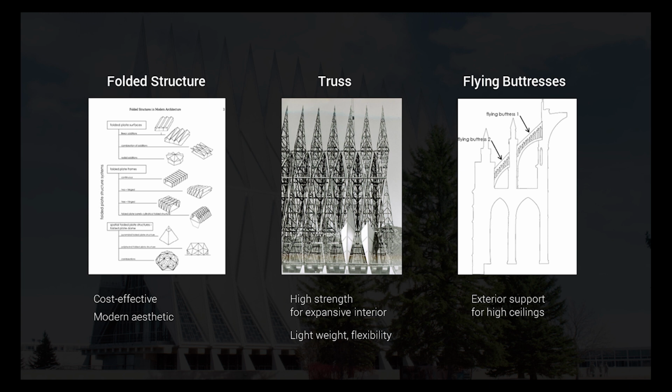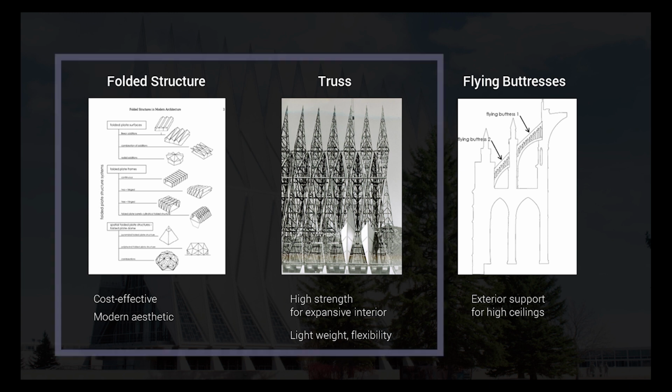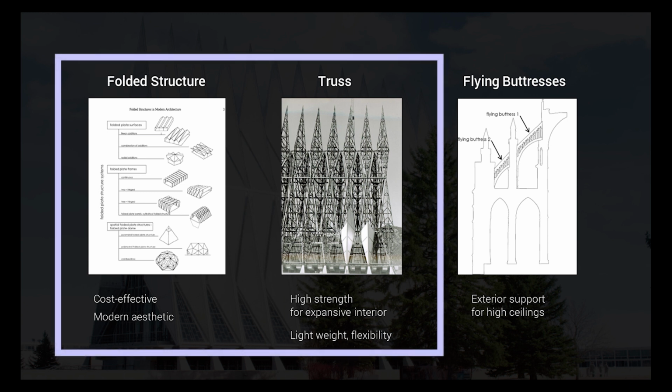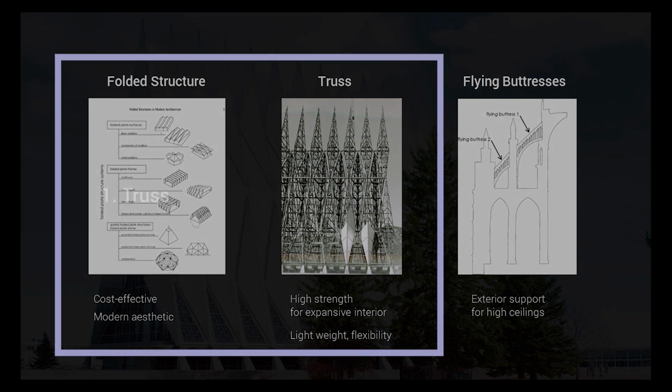In our first presentation, we mentioned that the Cadet Chapel had three main structural systems: truss, folded plates, and the flying buttresses. Today, we'll focus on the truss and folded structures and continue on the flying buttresses next week. The truss structure has been a staple in architecture from ancient times to the present day, providing high ceilings and efficient support, demonstrating both elegance and functionality, and showcasing the harmony between architecture and engineering.